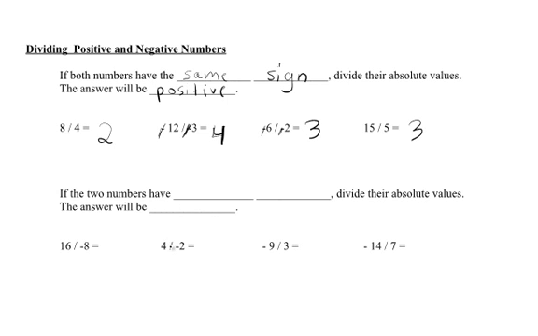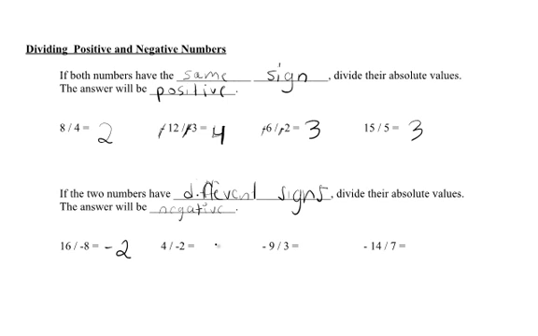Okay? If the two numbers have different signs, divide their absolute values, and the answer will be negative. So when you're dividing, you don't have to worry about the sign of the answer until you're done. Just divide the absolute values and then determine the sign when you're done. 16 divided by 8 is 2. Only one of them is negative, so we're going to get a negative for our answer.